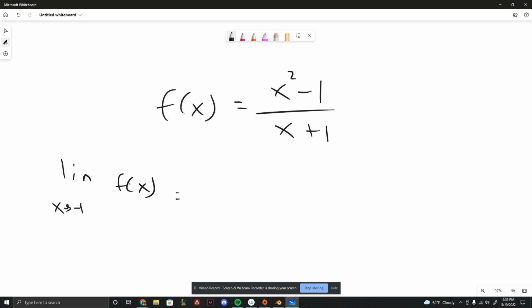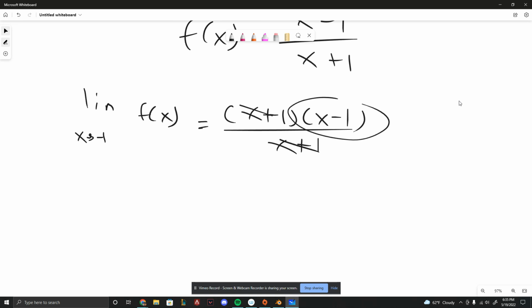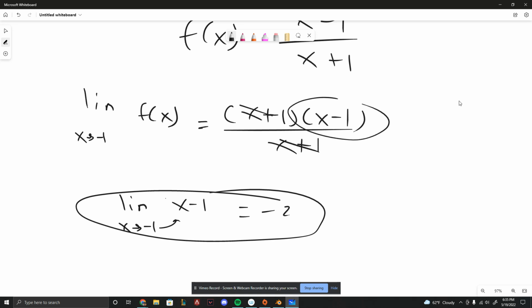Okay, hopefully you thought about it. What's going to happen is we're actually going to factor here. The top is a difference of squares, so we're going to break it up into x plus 1, x minus 1, over x plus 1. Now, when we cancel these two out, we're left with this, and this is basically our new f of x that we're working with. So when we find the limit as x approaches negative 1, we are actually working with x minus 1. When we plug negative 1 into this, we're going to get negative 2. And that is our answer.